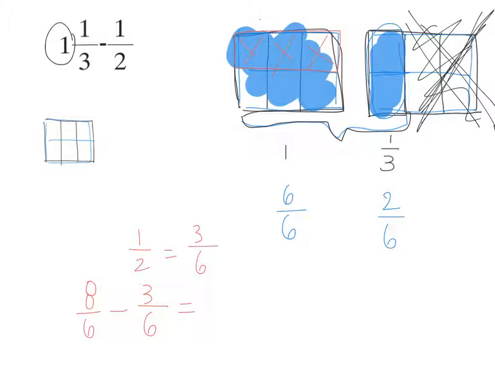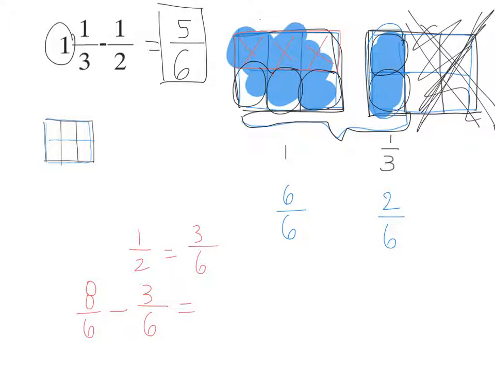So what's left? How many sections do I have left? I have 1, 2, 3. Do I have more sections left? Right here. 4, 5. So how many sections do I have? 5. And how big is my fractional unit? 6. So the answer is 5 sixths. Okay? So you need to be able to show this model to show the picture of how you do it. Okay?